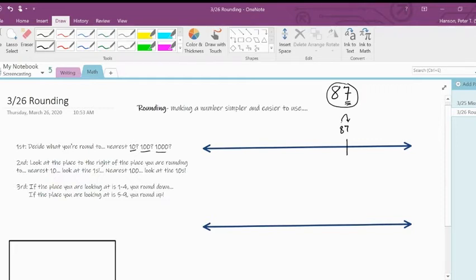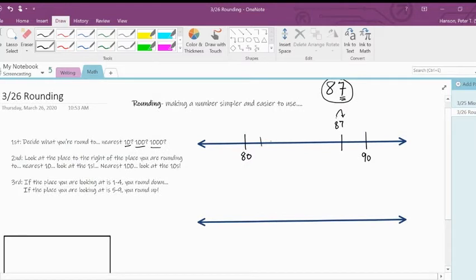And it's a 7. Now I've got to think to myself on my number line, what tens is 87 between? 87 is between 80 and 90. And I can make all the tick marks in between: 1, 2, 3, 4, 5, 6, 7, 8, 9, 10.